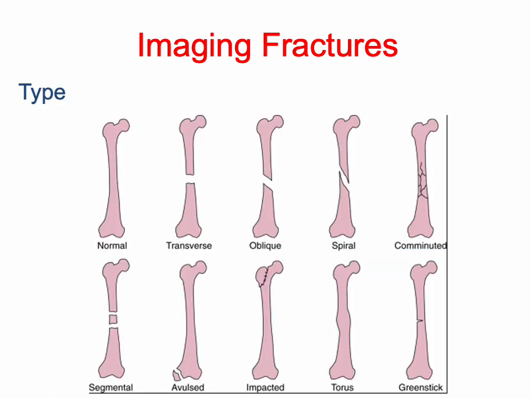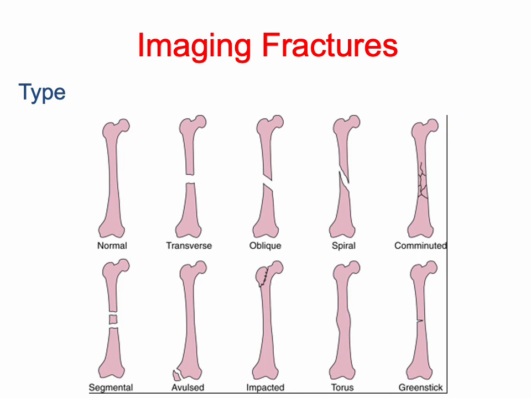There are many different fracture types. Transverse means, as it sounds, transversal through the bone. Oblique, again, obliquely through the bone. Spiral means it spirals around the shaft. Comminuted means that there's more than one fracture fragment. Segmental means the bone is broken in more than one place.